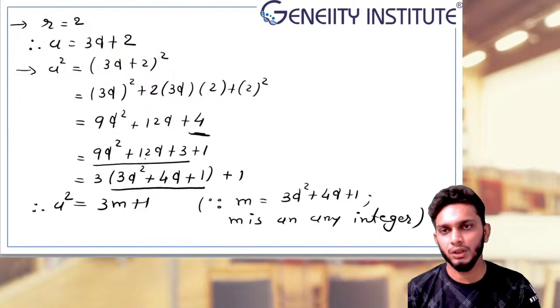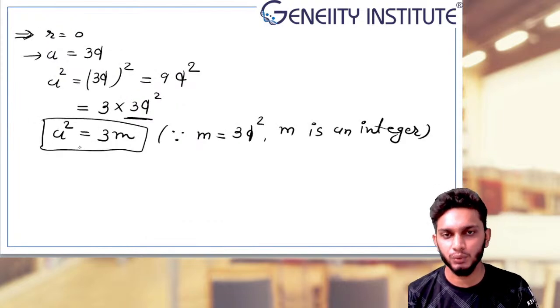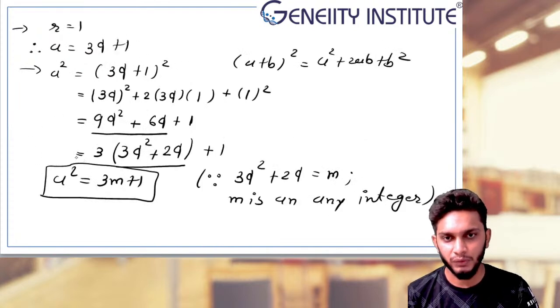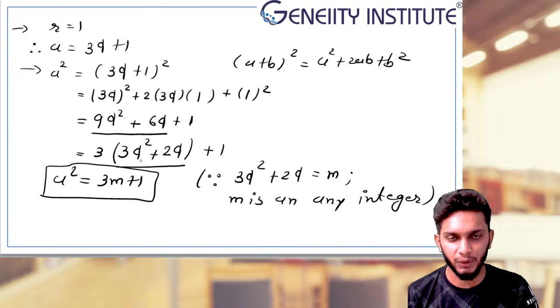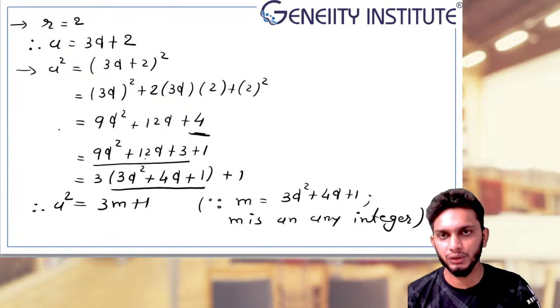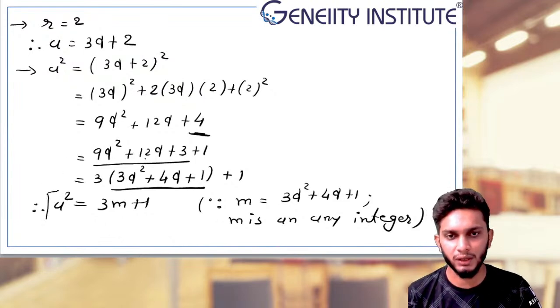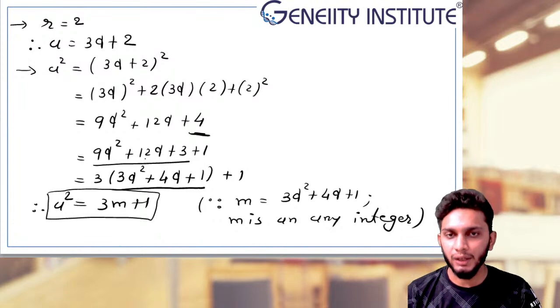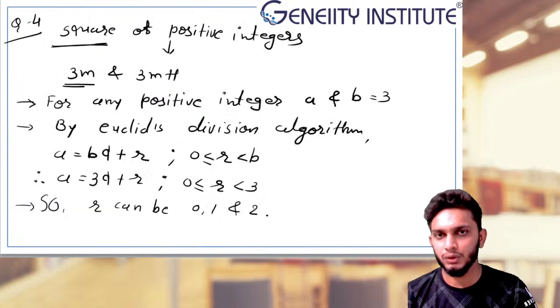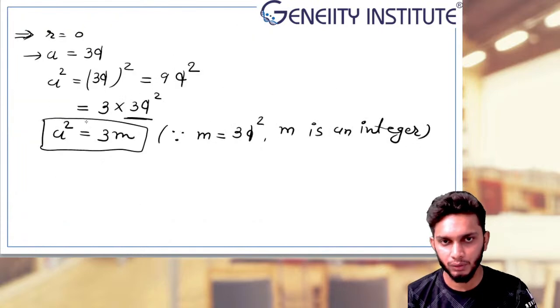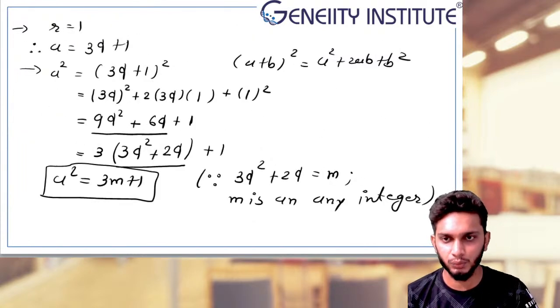So see, we get the forms of a square. First form, a square is equal to 3m. Second form, a square is equal to 3m plus 1. And third one, a square is equal to 3m plus 1. So two are equal, 3m plus 1, and the other one is 3m. So we can tell that the square of any positive integer is in the form of 3m and 3m plus 1.